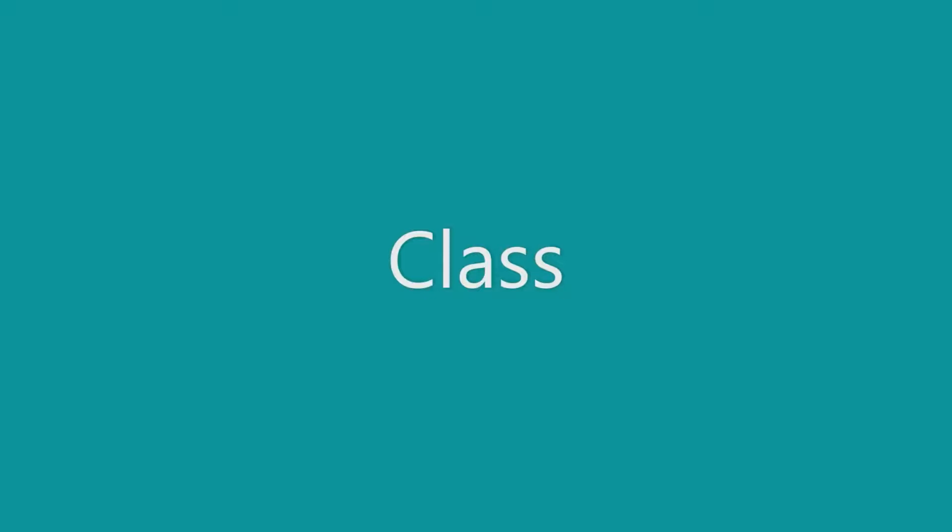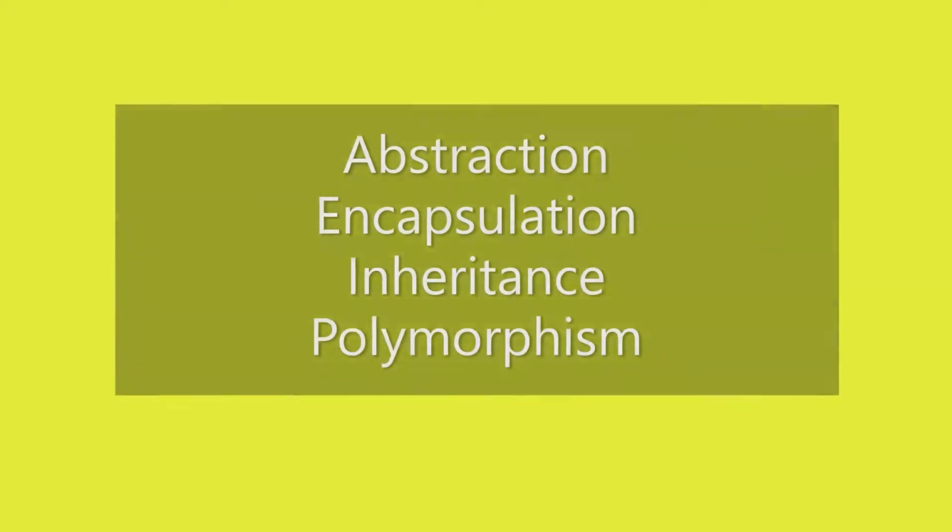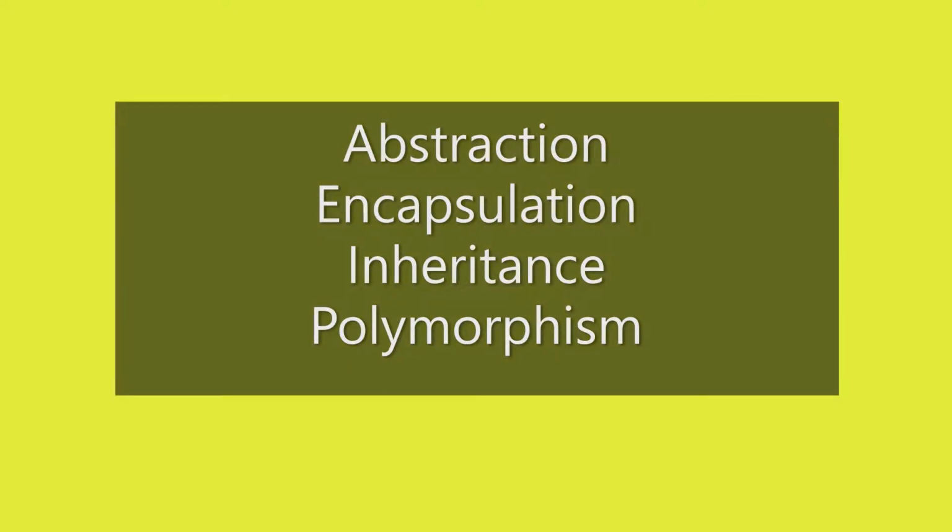There are some basic concepts of OOP, or object oriented programming, that is abstraction, encapsulation, inheritance, and polymorphism. What is abstraction? Abstraction means the act of presenting what is important without including the background details. The act of presenting essential details only without including the background details, that is abstraction.